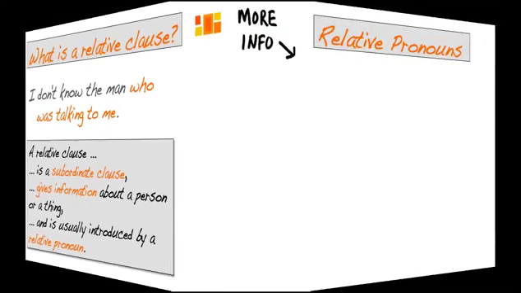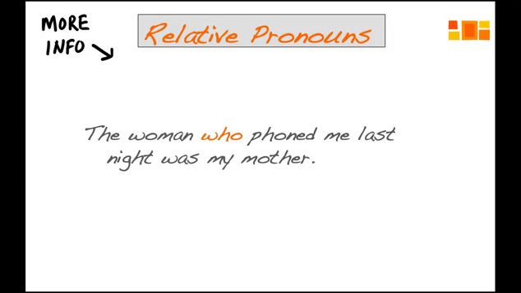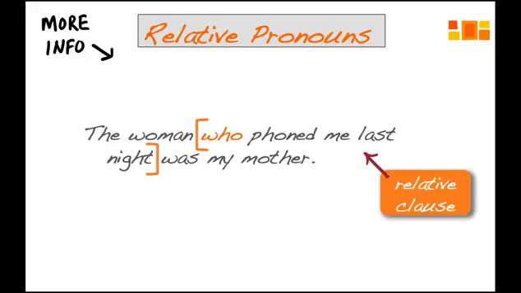And with the relative pronouns we continue now. What function do relative pronouns have in the relative clause? Here's your sentence. The woman who phoned me last night was my mother. Now the who phoned me last night is your relative clause, and you see right away that it's tucked nicely into the middle of my main clause. The woman was my mother is my main clause. Who phoned me last night is my relative clause, my subordinate clause.